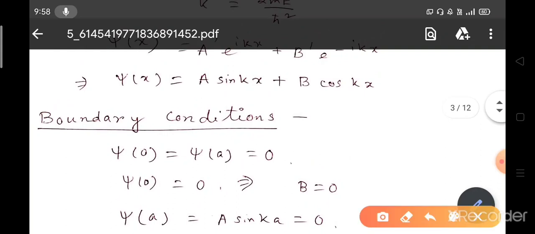So what are the boundary conditions? We have taken the potential box of length 0 to a, that is a.